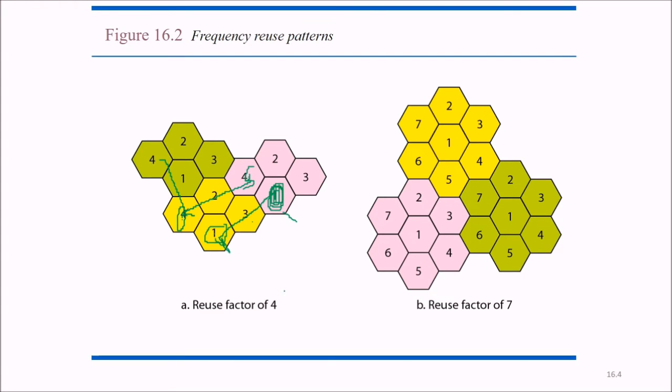This is the reuse factor of 7, and if you jump to factor 7, this is how you can use the same frequency at these locations. This is the frequency reuse pattern because you have to reuse the frequency. Without the reuse of frequency, it will not be possible to connect so many users, or cater to all your users, because you don't have one or two users, you have thousands of users.